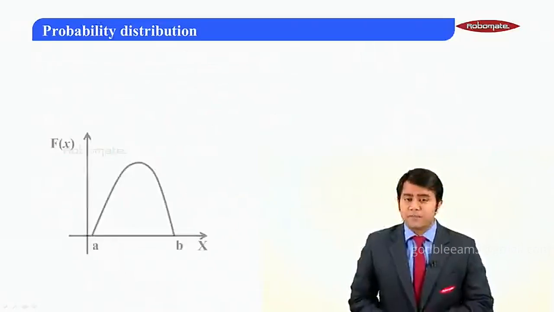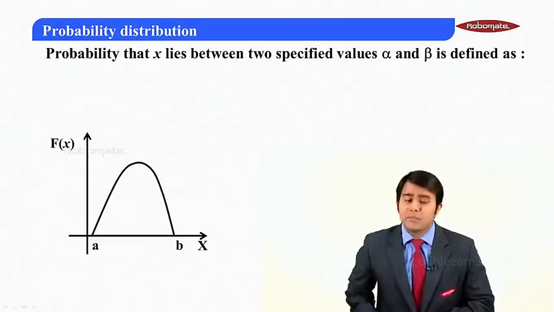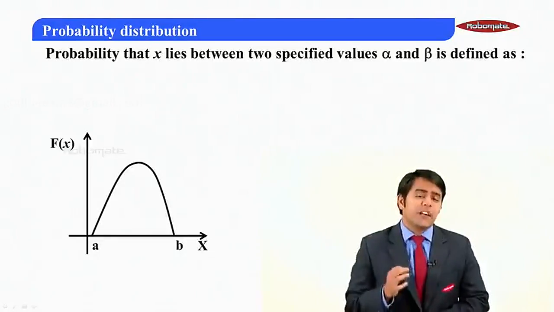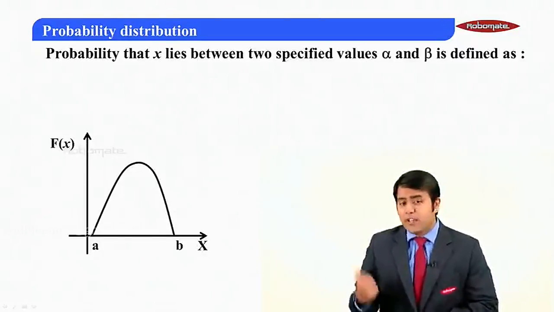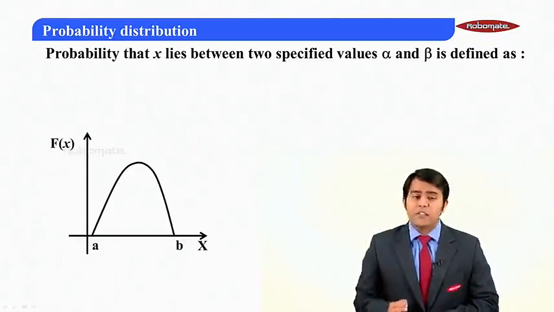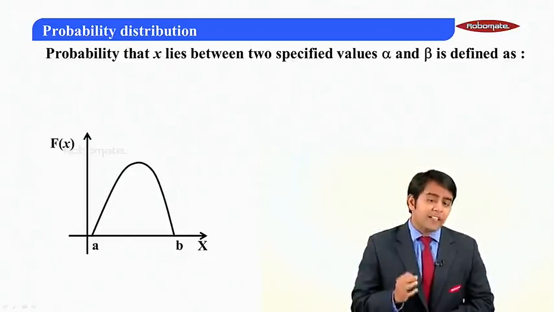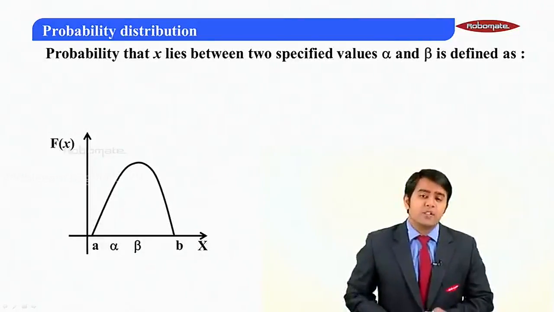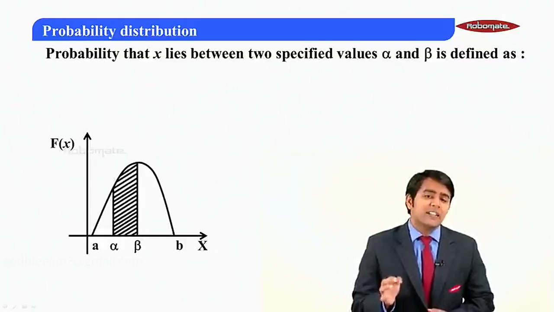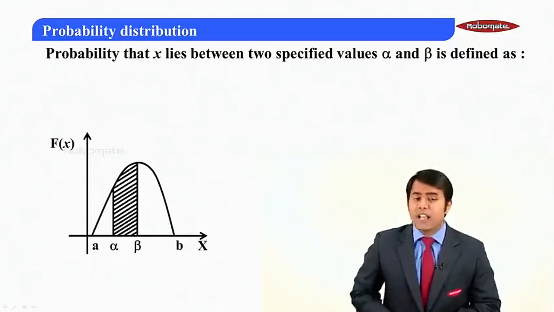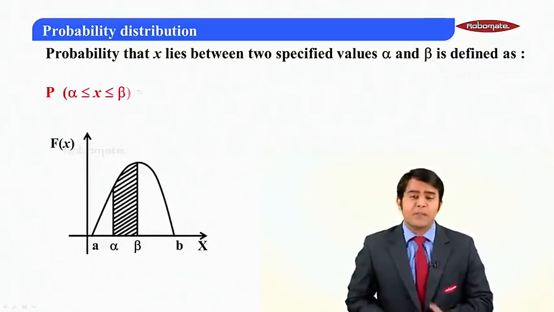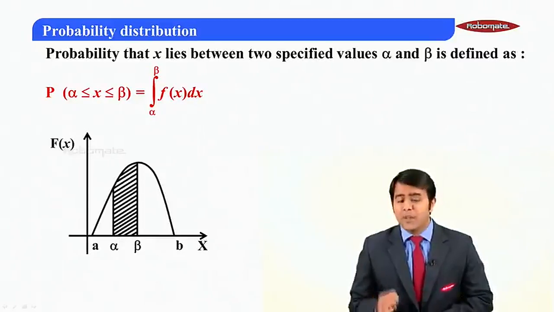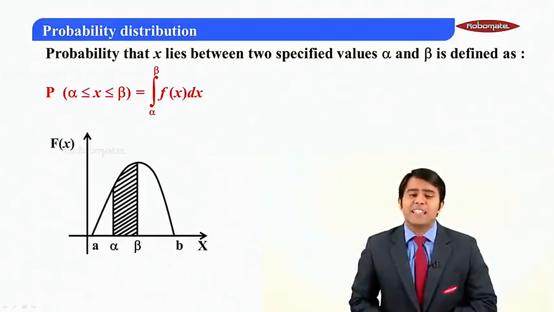Now moving further, let us try to understand some more things about PDF. Probability that x lies between two specified values alpha and beta is defined as follows. First of all, here the value of the curve lies from a to b, and we are required to find out probability from alpha to beta between these 2 points. So it is nothing but the area under the curve within these 2 points. It is shown as the shaded region in the graph here. So p of alpha less than or equal to x less than or equal to beta is equal to integral alpha to beta f of x dx.